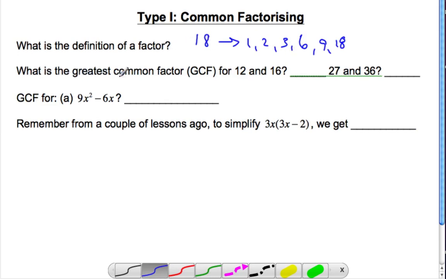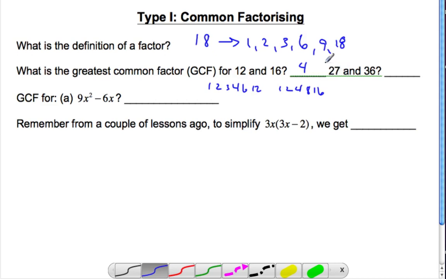So if I want the greatest common factor between 12 and 16, I can think about all the factors of 12 and all the factors of 16. So this is 1, 2, 3, 4, 6, 12, and 1, 2, 4, 8, and 16. And I want the greatest common factor between those two. And that is going to be the 4. And as you do this, you get better at doing it in your head. You don't have to write the factors out all the time.